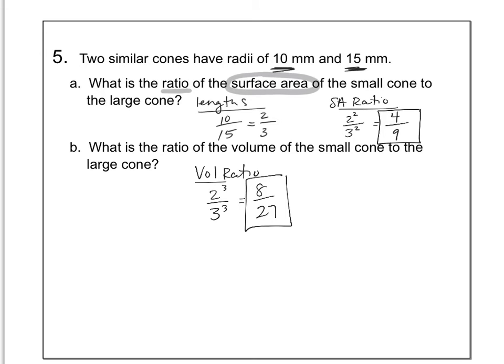Now notice one other thing. They told us they want the ratio from small to large. That means we have to put the small one on top, the large one on bottom. Or if we do it with a colon, the small one first, the large one second. Order matters in this case. Notice we didn't find the actual surface areas. We're just saying what's the ratio between the surface areas.